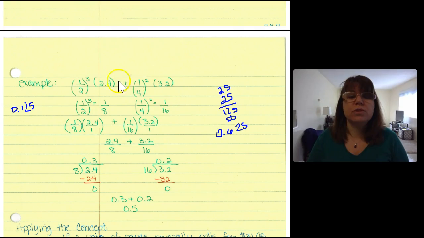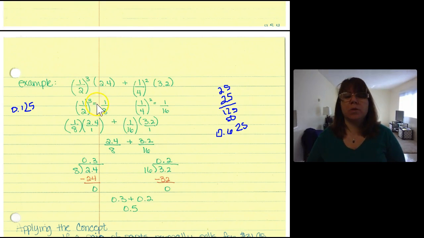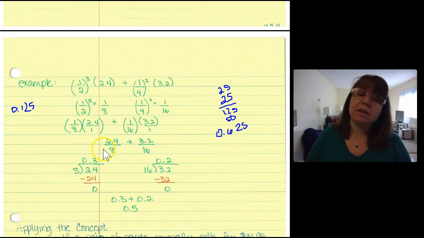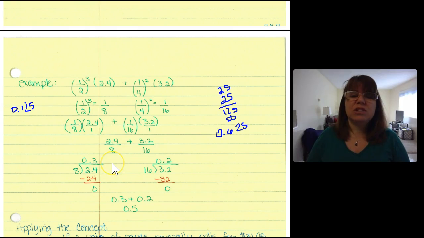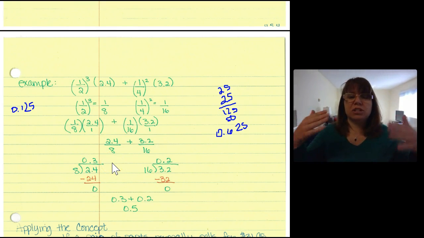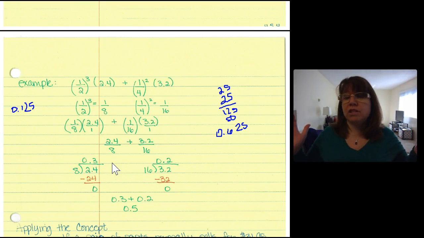So whether you choose to change your fractions over to decimals or change your decimals over to fractions is ultimately going to be up to you. But you may want to stick with the problem you have to see if you actually have to do that. In this case, I didn't do any full-on conversions. I just did some divisions within the problem, and it worked out just fine.